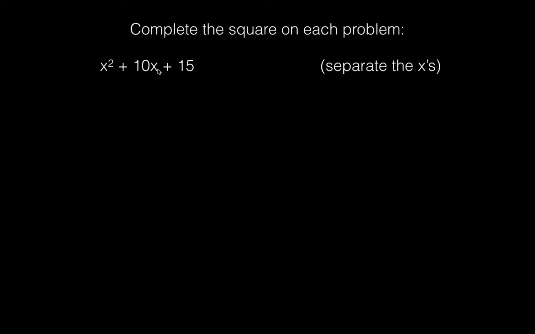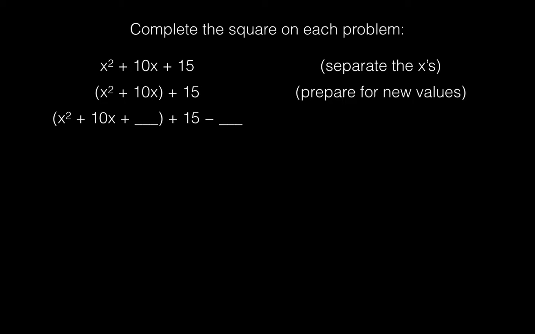So we are going to separate our x's by simply putting parentheses around the x portions. Now, again, this looked like one expression. Now what we have is x squared and 10x in its own group, and we have 15 waiting on the outside. To complete the square, we're going to add a value to this, and so we have to prepare for adding that value by adding blanks.